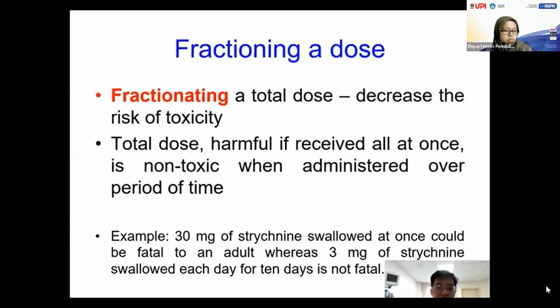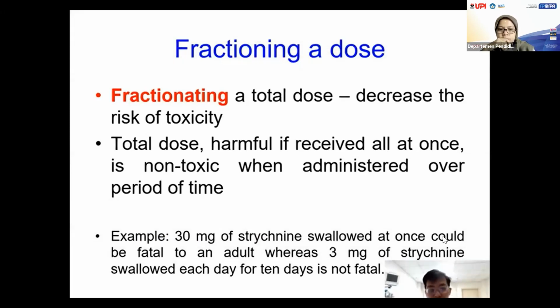Okay, this is what I was talking about just now in terms of fractioning a dose, which means that we are exposed to the dose at a smaller dose at many different times, right? For example, you are subjected to, for example, here 30 milligram of strychnine. Swallowed at once could be fatal, which means we can die when we swallow this large dosage, but we can actually fraction it. Fractioning it into 10 days, every day 3 milligram for 10 days. The total amount is also 30 milligram. But if you swallow it 3 milligram for 10 days, it is not fatal. You will still survive, right?